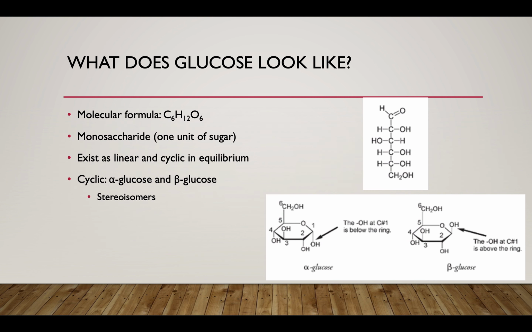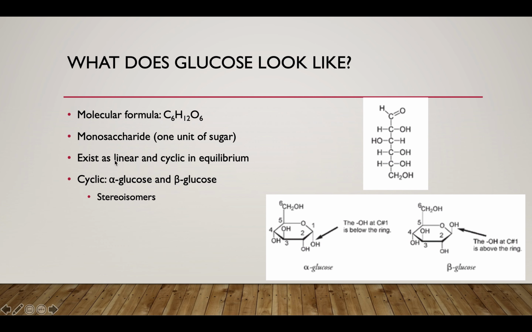So we talked about why it's important and how you get glucose. What does it look like at the molecular level? So glucose has molecular formula of C6H12O6, which is 6 carbons, 12 hydrogens, and 6 oxygens. And glucose is a monosaccharide. Mono meaning 1 and saccharide is sugar, so 1 unit of sugar.